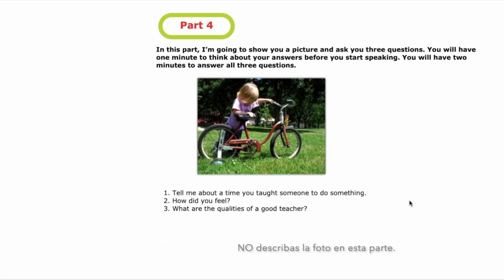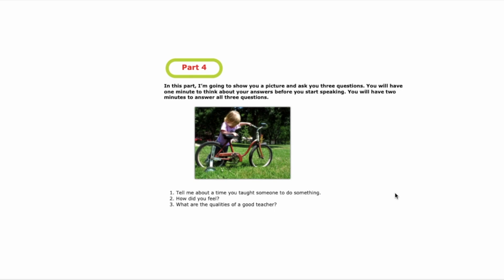You are not supposed to describe the picture. You have to answer these 3 questions in 2 minutes. So you have to speak about these 3 questions for 2 minutes continuously. Okay, this is the only part of the exam where you will have 1 minute to prepare. So when you read, you have 1 minute timer here, and then you have 2 minutes to talk.